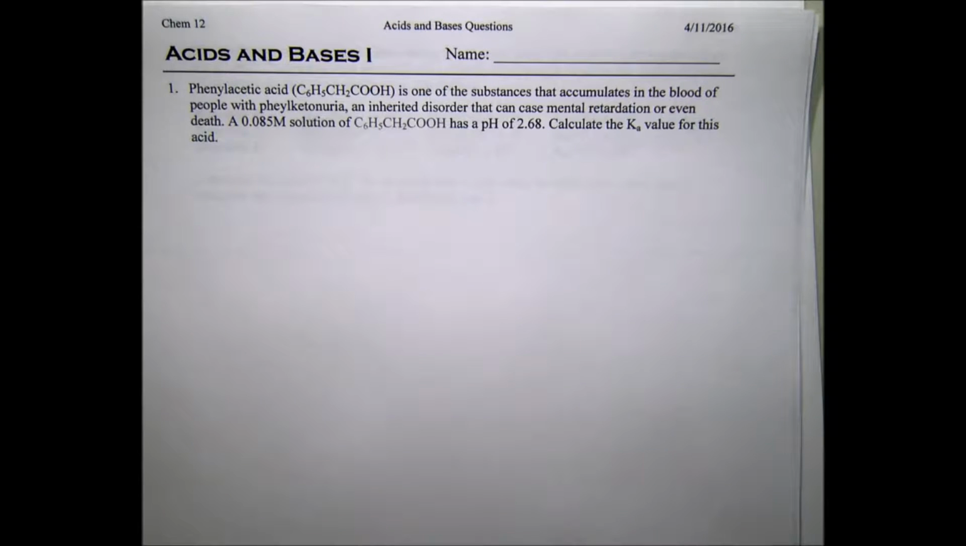So what we're going to do here is look at a problem where we are treating a weak acid as an equilibrium problem. In this particular case, we have phenylacetic acid as one of the substances that accumulates in the blood of people with phenylketonuria. It is an inherited disorder that in severe cases can cause mental retardation and even death. A 0.085 molar solution of this compound has a pH of 2.68. Calculate the Ka value for this acid.